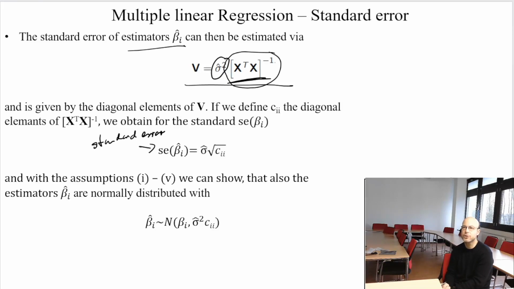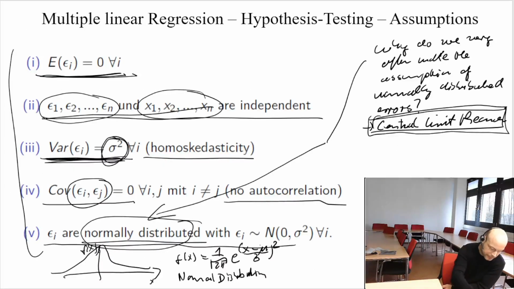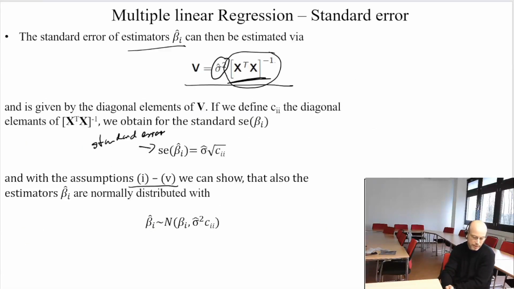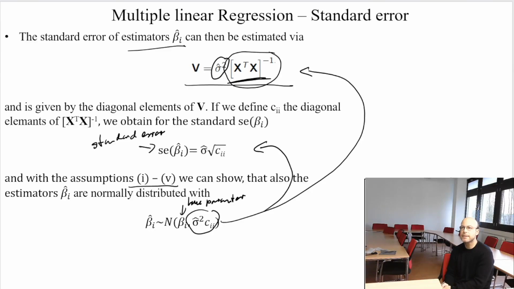And what we can then show, if we assume these assumptions 1 to 5 here, is that then also our estimated parameters are normally distributed around the true parameter with the standard deviations, our variances, estimated from our regression model.